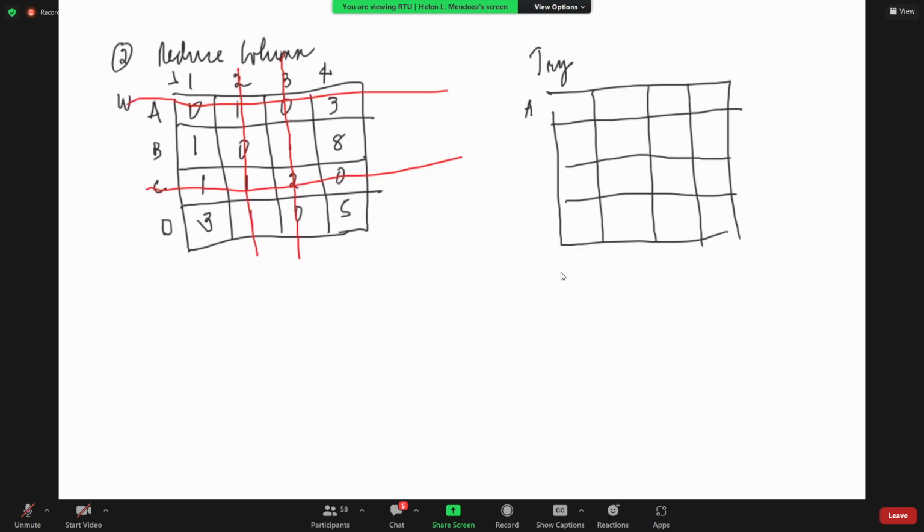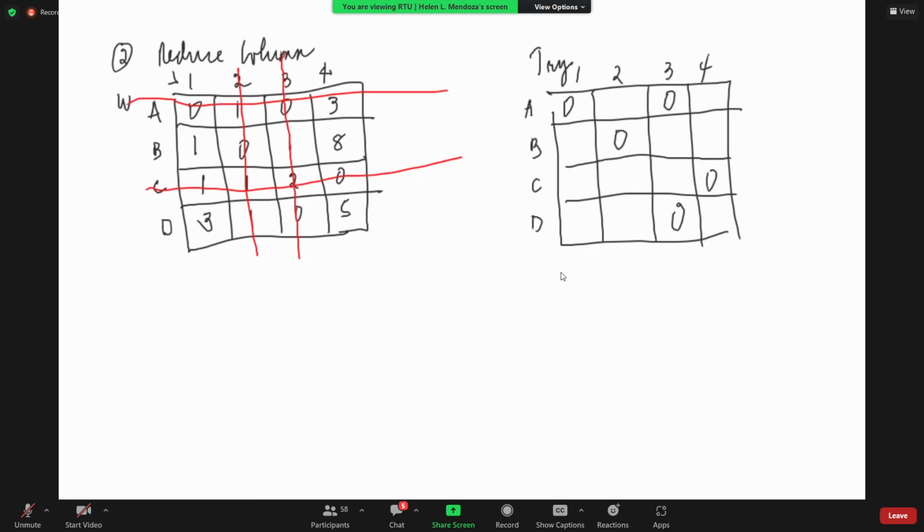So you have A, B, C, D, 1, 2, 3, 4. You copy the zeros. May 0 dito, may 0 dito, may 0 dito, may 0 dito, may 0 doon. You start with giving the assignment sa isa lang ang 0, kasi wala na siyang ibang pupuntahan. Ibig sabihin, you cannot start giving assignment to row A kasi si row A, dalawa yung 0 niya.